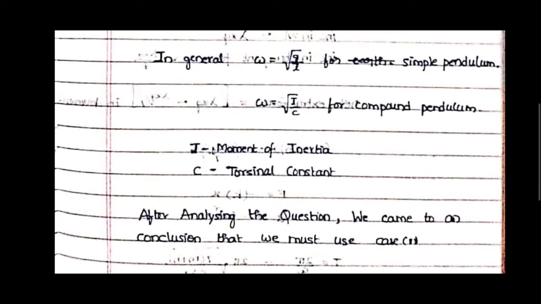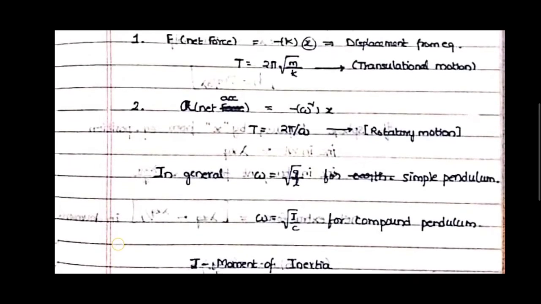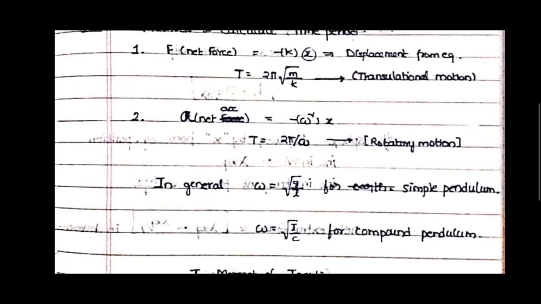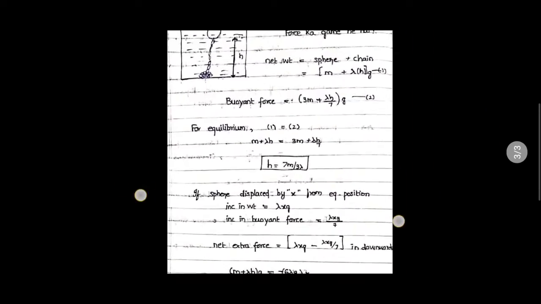In general, for a simple pendulum, omega equal to root over g by l, and for a compound pendulum, root over C by I, where I is the moment of inertia and C is the torsional constant. After analyzing the question, we concluded that we must use a equal to minus omega square x, where time period equal to 2 pi by omega. Let's go into the actual question now.